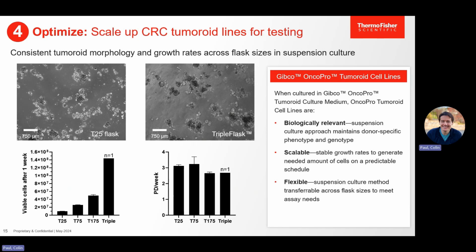This lets researchers maintain the biological relevance of tumoroid cultures while benefiting from the ease of use of the OncoPro medium system and the suspension culture approach. We routinely employ suspension culture to generate cells for downstream assays instead of having to individually plate tens to hundreds of basement membrane extract domes during scale up.